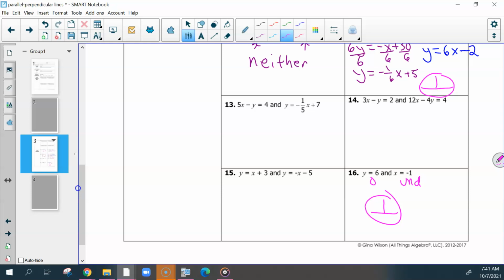Do we have any questions on this? Anything we've done? Next 2 to 3 minutes, you may not need that time to go and do 13, 14, and 15. 13, one of them needs solved, 14, both of them do, and 15, they're both already in slope-intercept form. And then we'll come back and go over this.